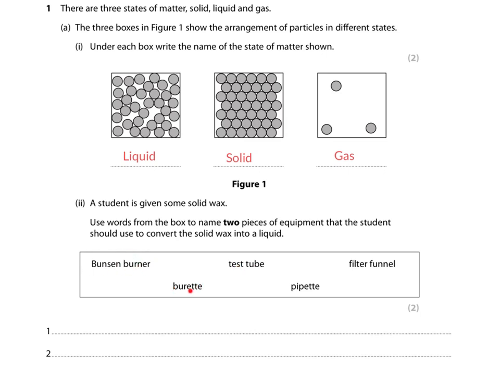A burette is a piece of glassware, which can be made out of plastic, which is used to measure liquids. A pipette is the same thing, but used to measure in a slightly different way, but it's a glass piece of equipment used to measure liquids. And a filter funnel, well, that's used to filter out solids from liquids, so to remove the solid from some liquid. So these 3 wouldn't be very useful, but the Bunsen burner and the test tube would work.